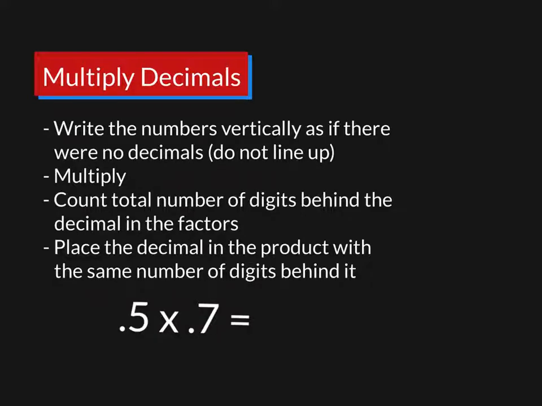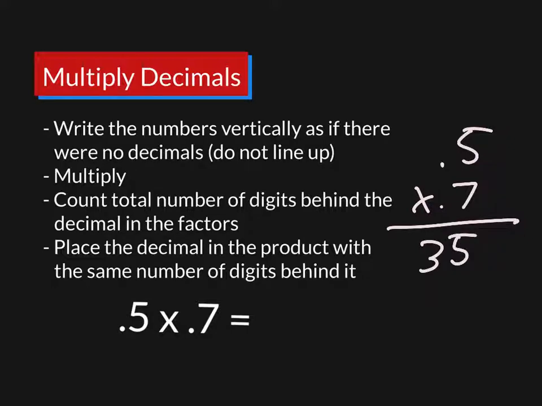So the first example is 0.5 times 0.7. Now these are only one digit, so I probably don't actually need to write the numbers vertically, but I'm going to anyway for the purposes of example. Okay, so we have 0.5 times 0.7, and we don't have to worry about lining anything up, but these are just one digit anyway. Okay, so I know 5 times 7 is 35.